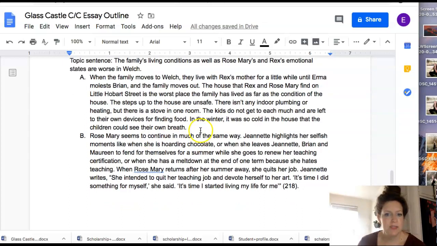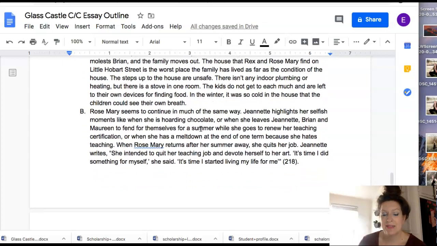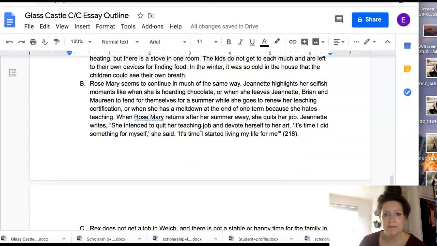First of all, their house is worse, right? It's unsafe. There are holes in the ceiling. There are giant rats that live with them. There's no indoor plumbing. There's very little heating. It's just not a very good place, a safe place for them to be.